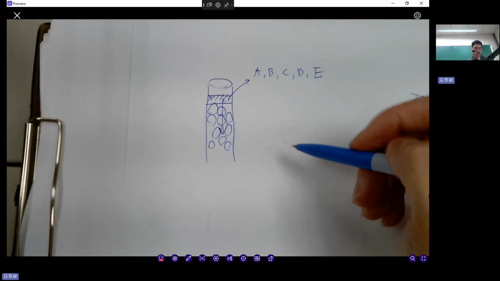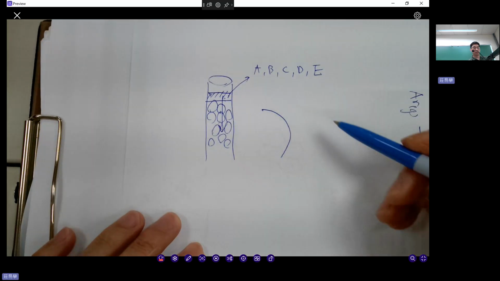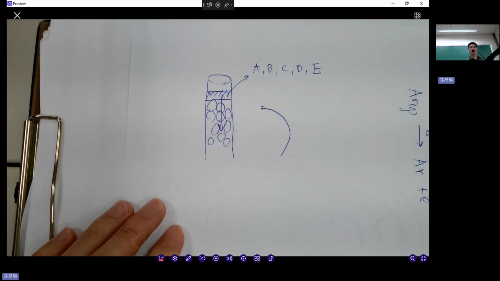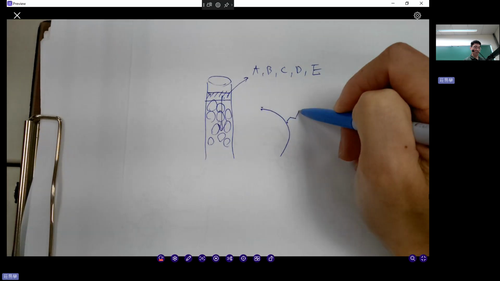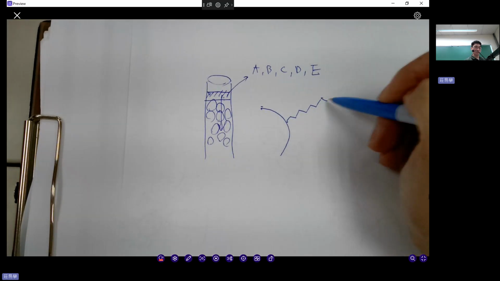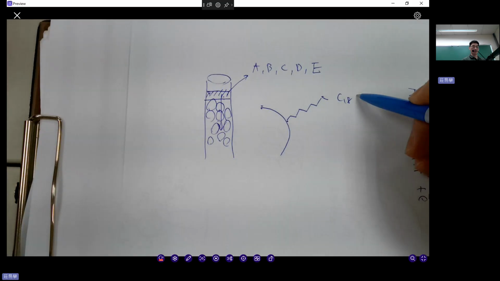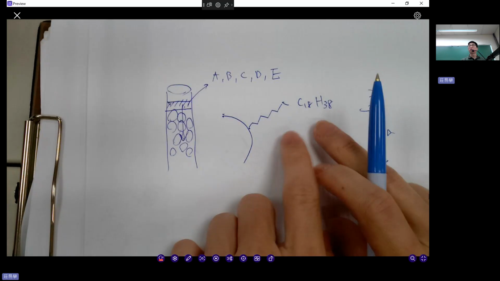And when this mixture is falling through the packing material, let's take a closer view. So this is a packing material, and on the surface, it might contain different functional groups. Let's say one of the most commonly seen is C18. It has 18 carbons. So a functional group containing 18 carbons features a pretty hydrophobic nature, right? So it's C18H38, for example. So it's pretty hydrophobic.